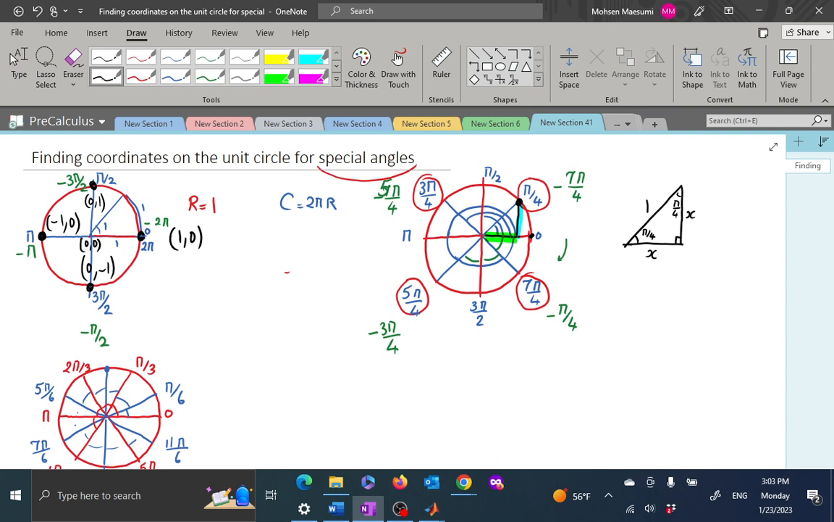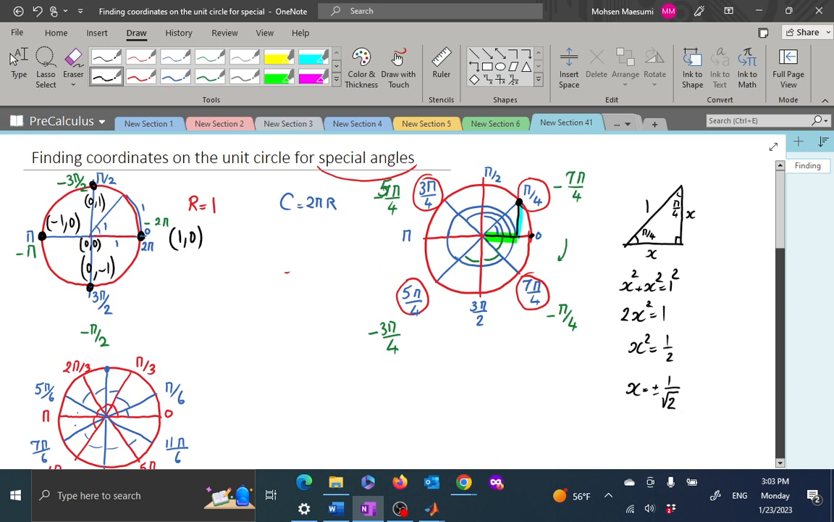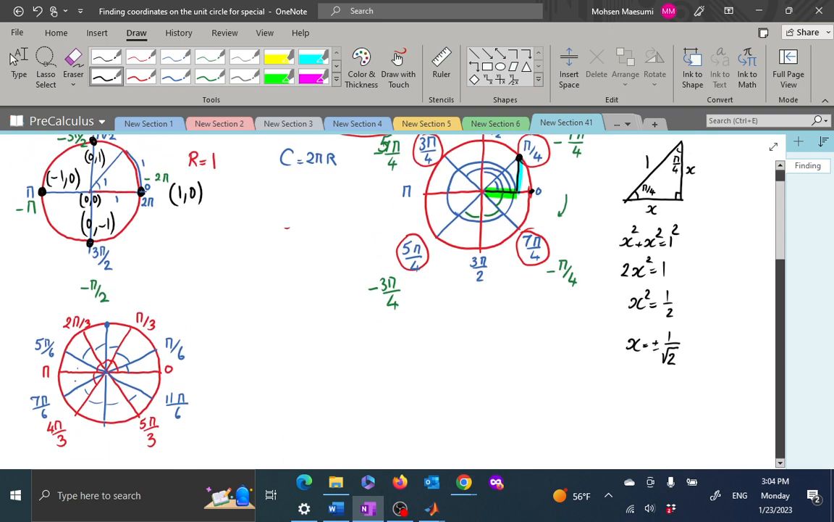So now we apply the Pythagorean theorem. x squared plus x squared has to be 1 squared. So 2x squared is equal to 1. So x squared is equal to 1/2. So x is plus or minus 1 over square root of 2. Now our dimensions are positive here, so my x is 1 over square root of 2. And if I rationalize, remember we talked about this before, I get x is equal to radical 2 over 2.